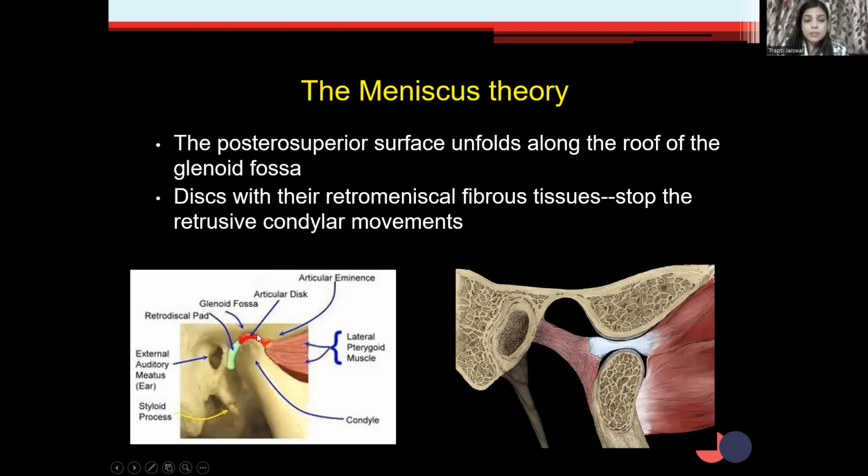This is the lateral pterygoid muscle. This is the retrodiscal pad. So in this, they are saying that the posterior surface of the disc, along with the retromeniscal fibrous tissues, prevents the more retrusive position of the condyle in the glenoid fossa, and they stop the retrusive condylar movements. So this guides the posterior most position of the condyle in the glenoid fossa.